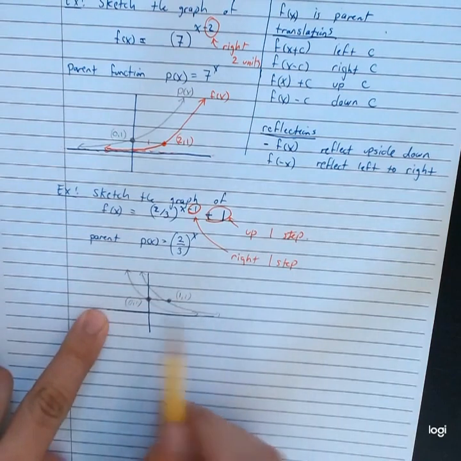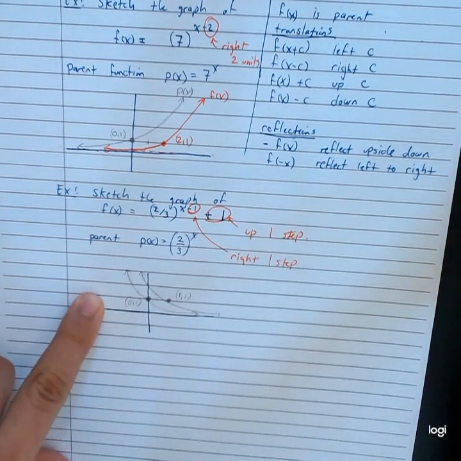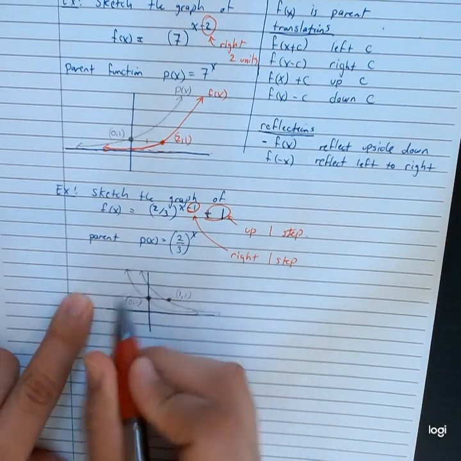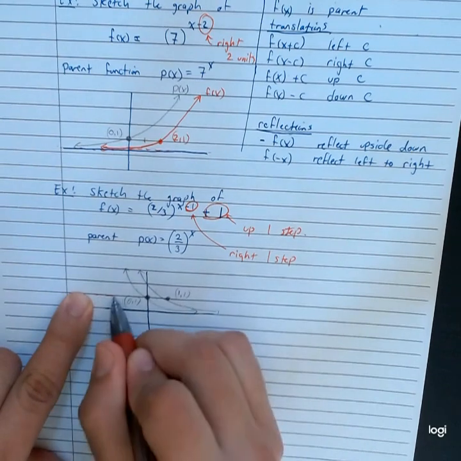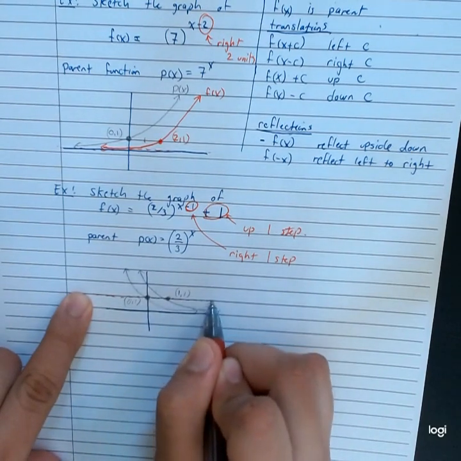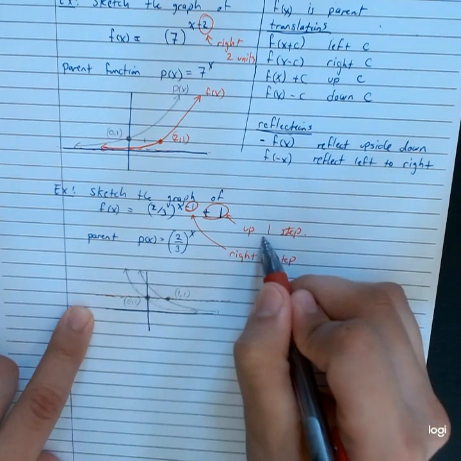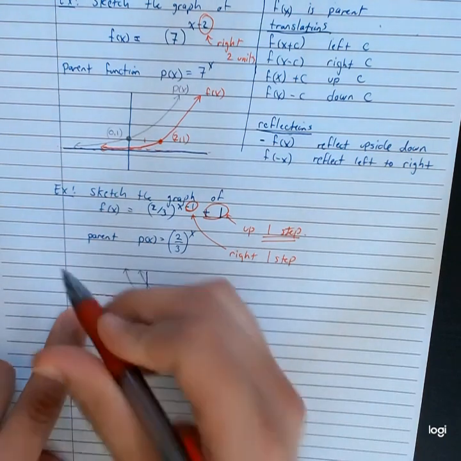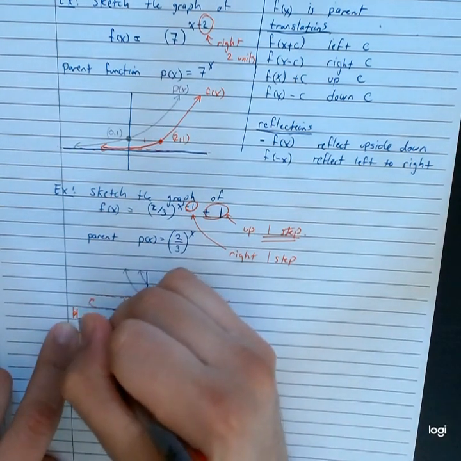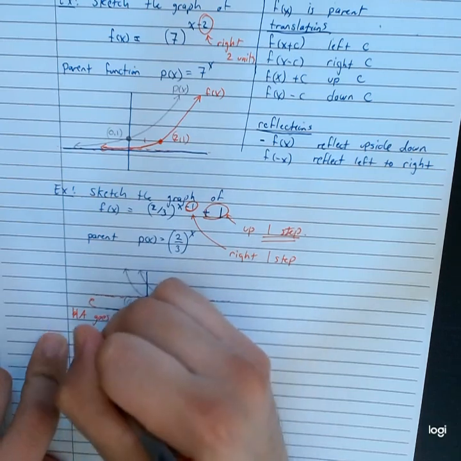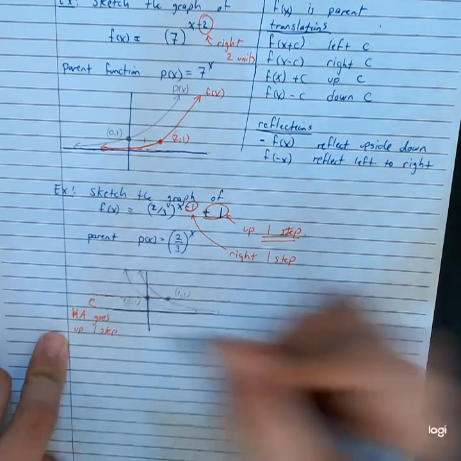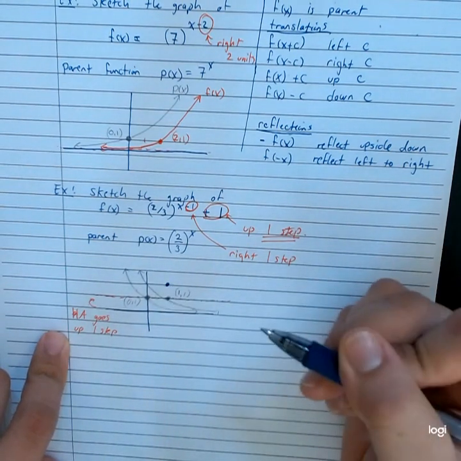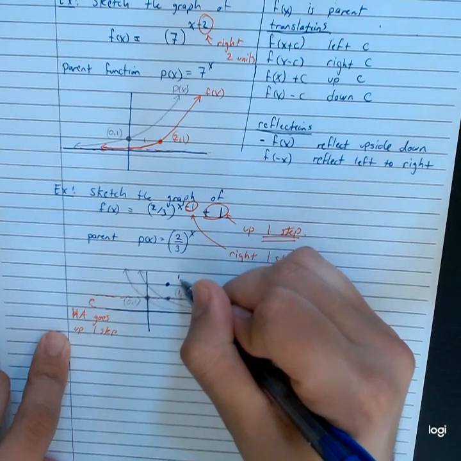If I take this line and move it up one step, that means I now have a new asymptote. Whereas before my asymptote was the x-axis, my new asymptote will be up here. It'll be the line y equals 1. I'm moving everything up one step, so that's going to cause this asymptote to move up one step. Likewise, this point, (1, 1), will also move up a step. So that's now instead of (1, 1), that's now (1, 2).